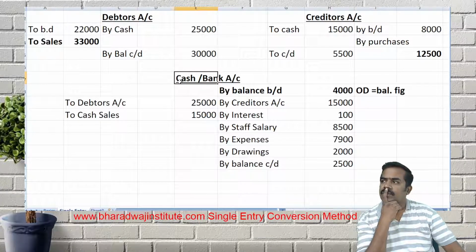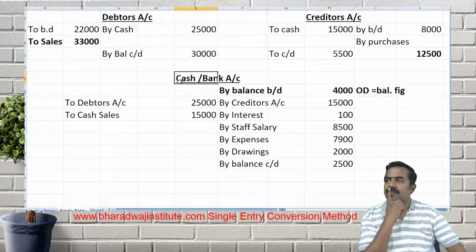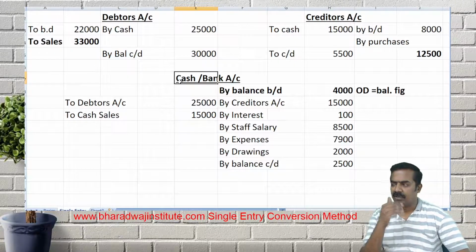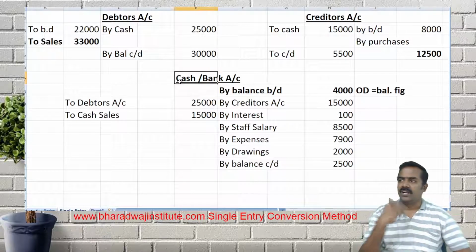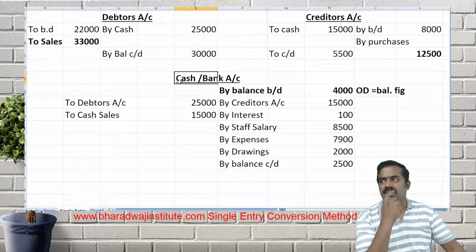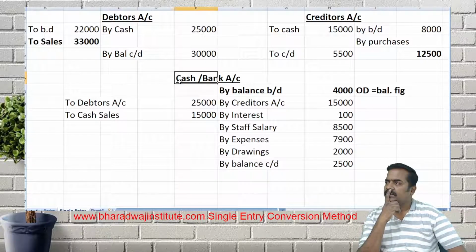Commission outstanding. When do we calculate commission? Is it paid during the year or calculated at the end of the year? End of the year, calculated while preparing final accounts. It will be paid later. So it's outstanding, it will come in liabilities, in the closing balance sheet.